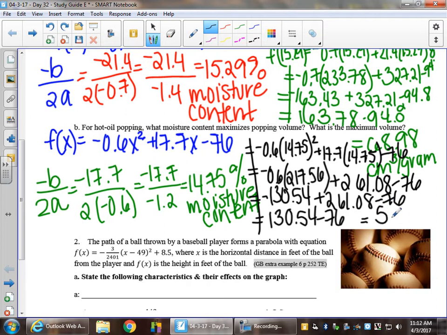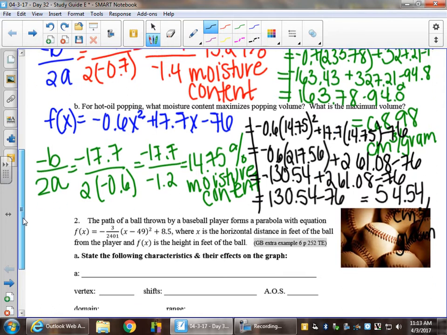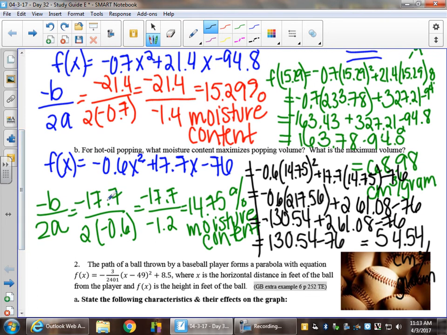This is my calculation. Come on, guys, help Maya out. She's not the only one doing this. You did it. 54.54 centimeters cubed per gram. That's what that says. I know it's hard to follow me because I'm trying to cram, so just know what steps you're doing and do it on your paper nice and neat. What does that say? 54.54 centimeters cubed per gram.